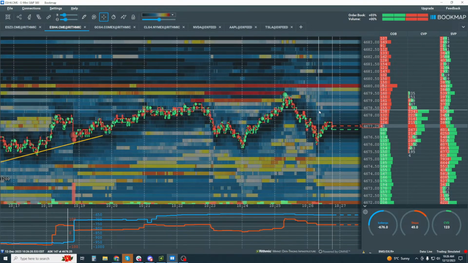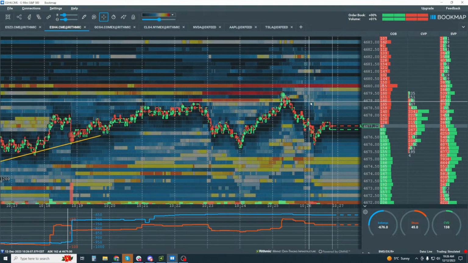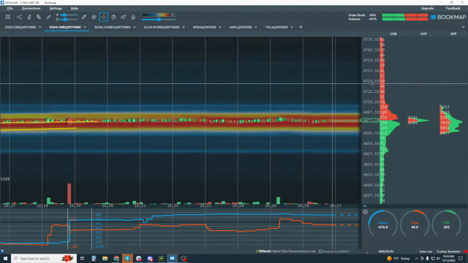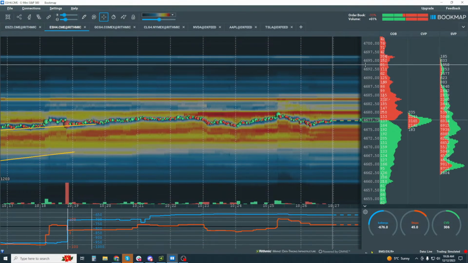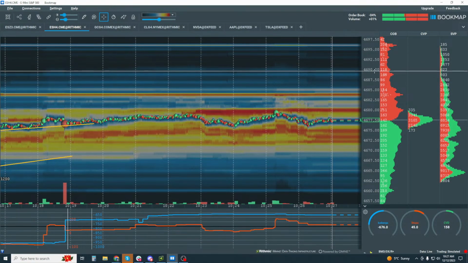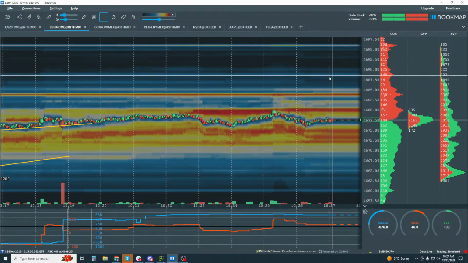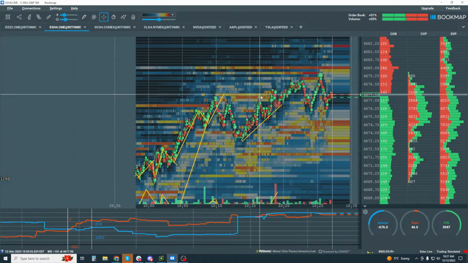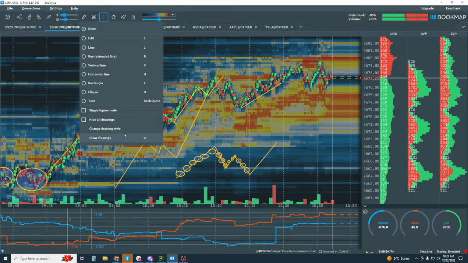Okay, Stephen, 96.25, 96 and a quarter is the overnight. Well, if that's the overnight, then maybe we'll come up to 4,700. All right, let me clear the drawings here.